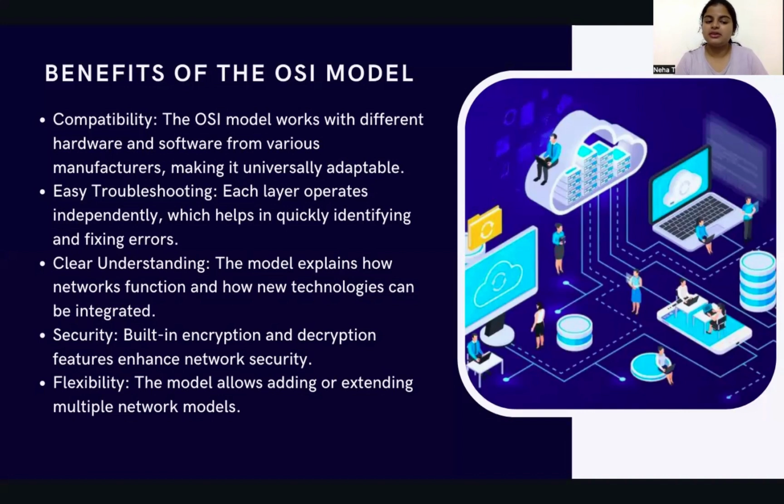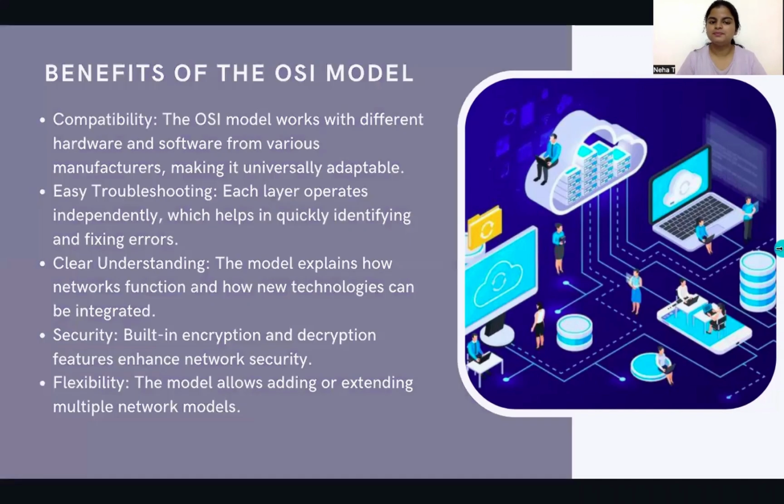Easy troubleshooting. Each layer operates independently, which helps in quickly identifying and fixing errors. So in each layer, if we find an error, that layer will rectify the error and then go to the next layer. In the next layer, if they find another error, it will be solved immediately. So error checking is done in each layer, and so it is easy to get rid of errors. Then clear understanding: the model explains how networks function and how new technologies can be integrated. Built-in encryption and decryption features enhance network security. The model allows adding or extending multiple network models. So these are the benefits of the OSI model.